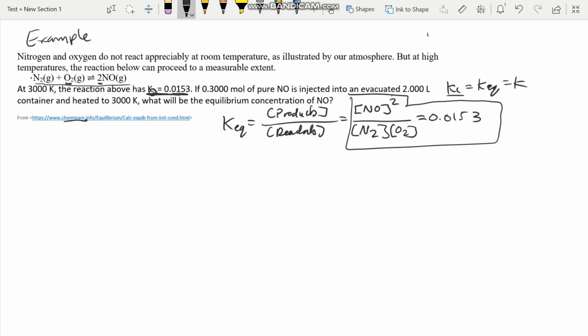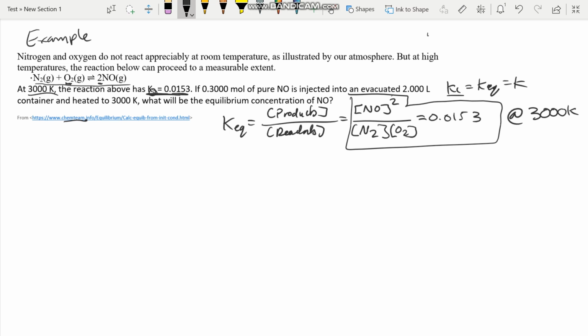Let's have a look at what other information they've given us. At 3000 Kelvin, K's for Kelvin. That's just reminding you that an equilibrium constant is only constant at a particular temperature, and in this case it's 3000 Kelvin. You can notice that I completely ignored all this mumbo jumbo up here. It's unnecessary information that's interesting but not relevant to answering the question. It's good to be able to block out information that you don't need.